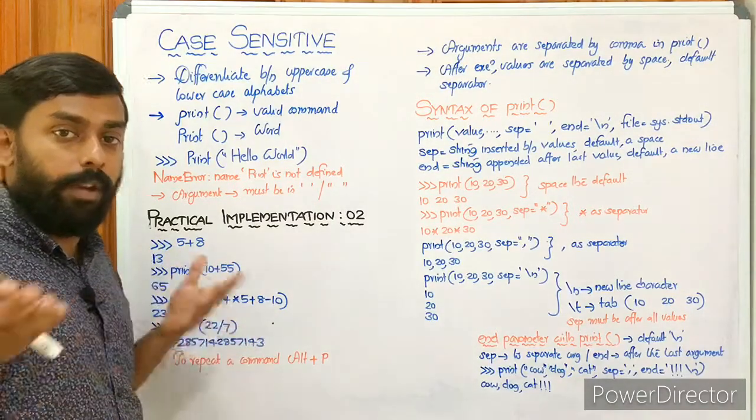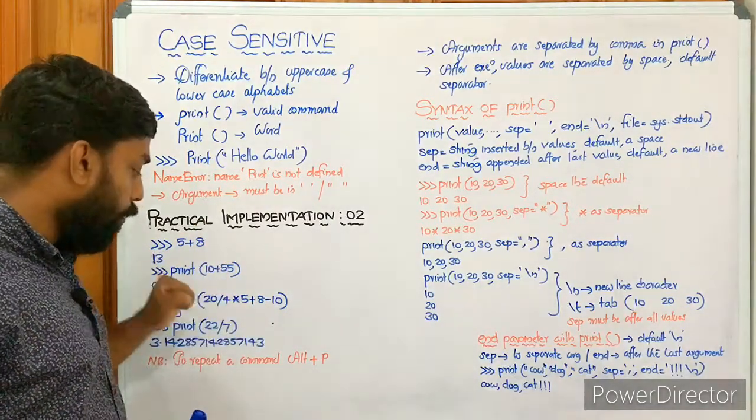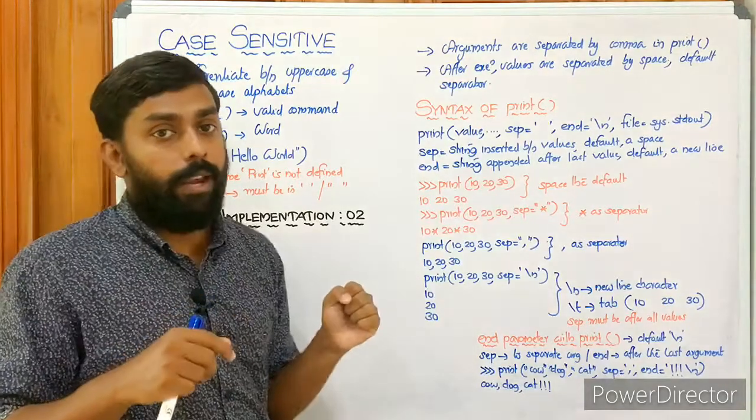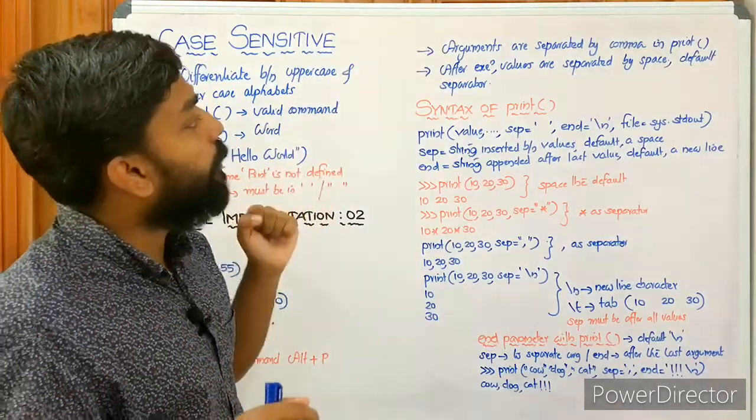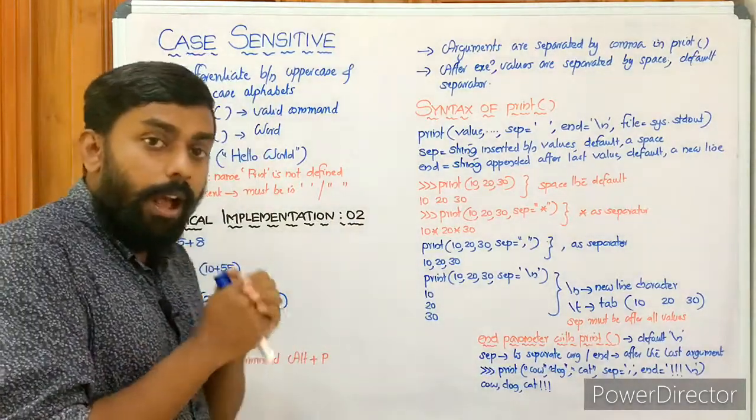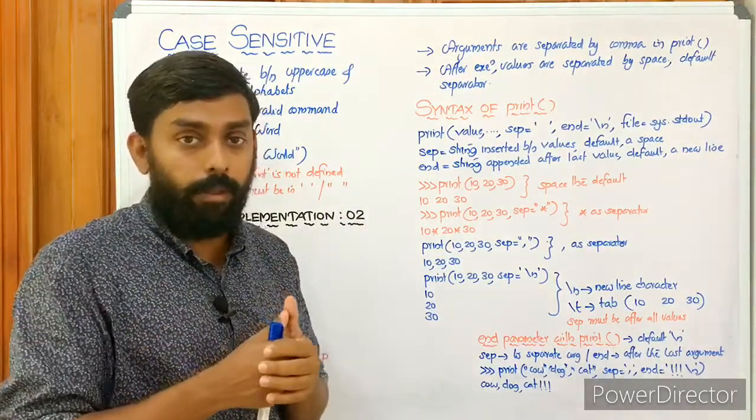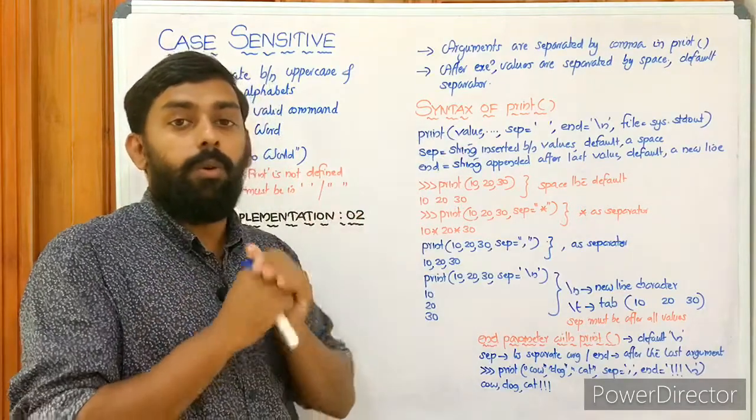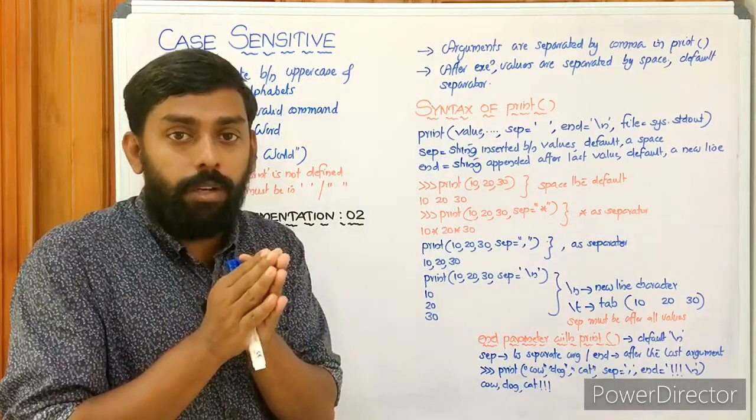Addition, multiplication, subtraction, division, all those kinds of things. So this is how we can work with numbers. Then arguments are separated by comma in the print function. We are coming to it. So using the print function, we'll have arguments.